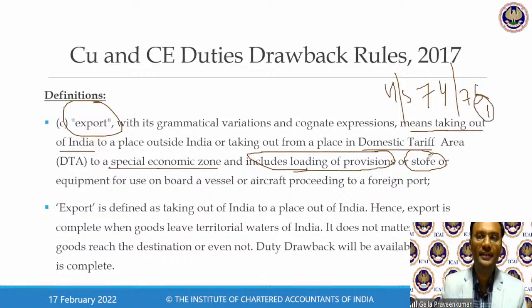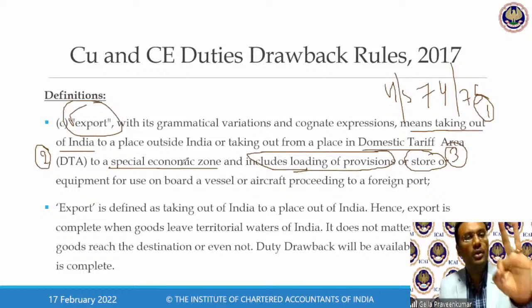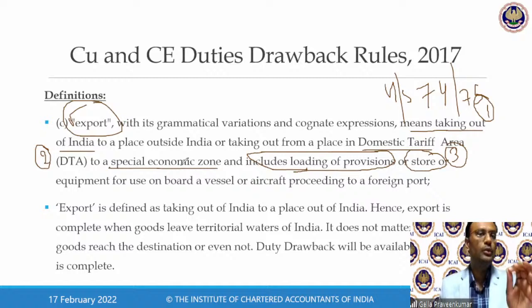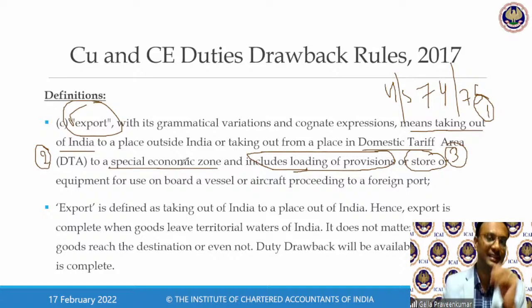One is taking out of India. Second, from DTA to your SEZ location. Third, an indigenous manufacturer selling goods to a foreign going vessel as stores. All these 3 are defined as exports. In the examination, in an MCQ, out of these 3, they will test you 1 question. ABC Private Limited sold goods to XYZ, PQR Limited, who is an SEZ unit. ABC Private Limited has claimed this transaction as an export. True or false? As per the definition given, any goods sold from DTA to SEZ is considered as an export.